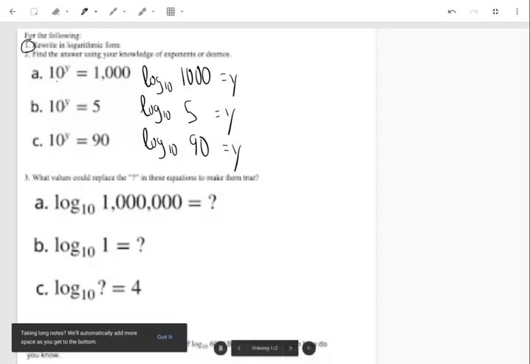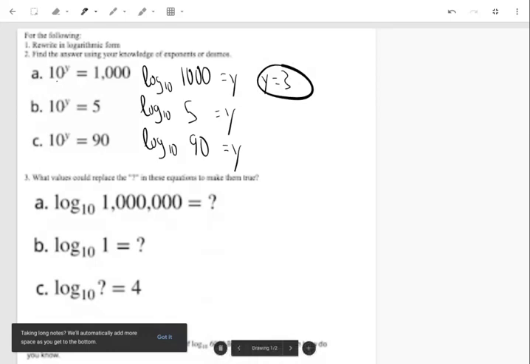Rewrite in logarithmic form. Number 2, find the answer using your knowledge of exponents or Desmos. So for A, 10 to the power of y equals 1,000. We already rewrote it in logarithmic form. So we need to figure out 10 to what power is equal to 1,000. So I know that 10 to the power of 1 is 10. I know that 10 squared is 100. So 10 cubed is 1,000. So we would say in this case that the answer is 3. Y equals 3 for A.